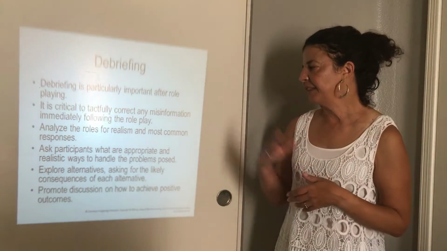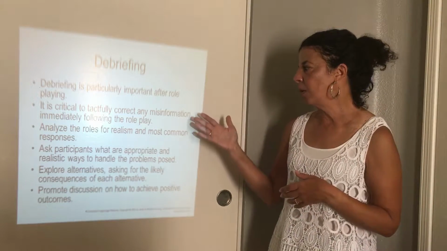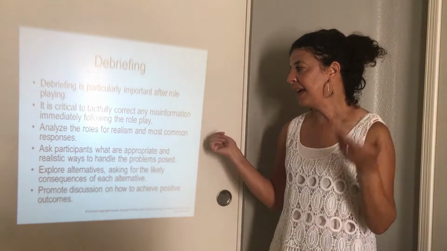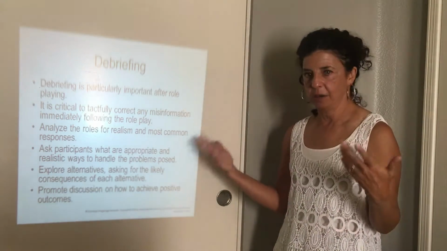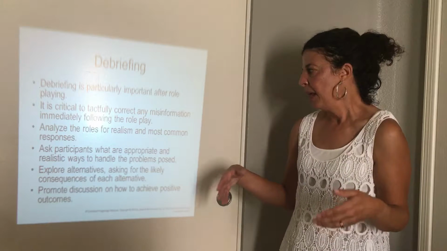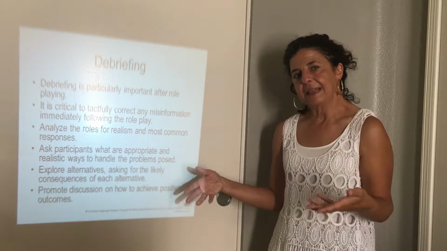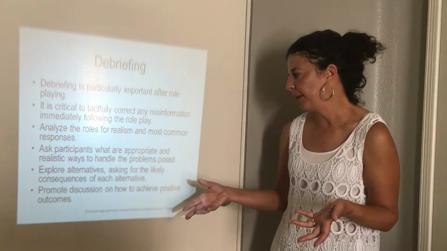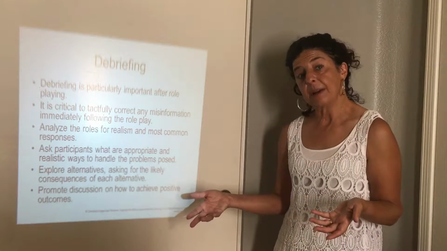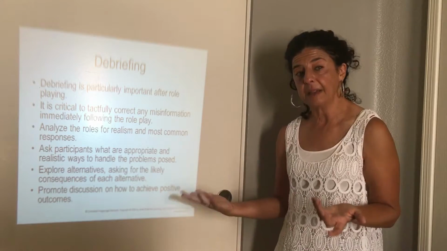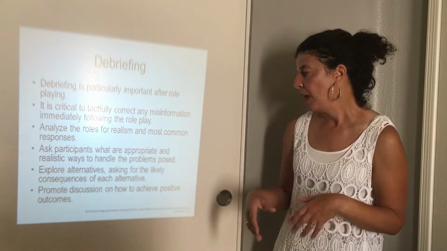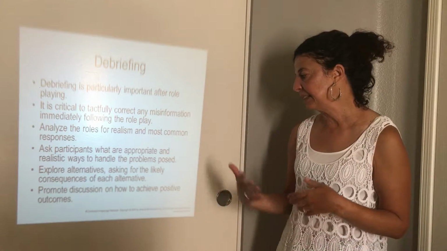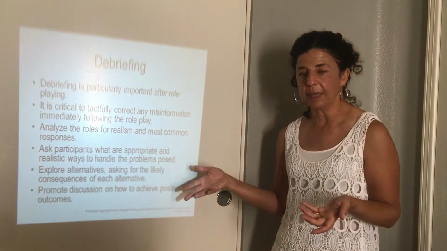Speaking of debriefing, it is very important. So use the debrief to correct any misinformation, and then analyze any roles for what was real, right? And then get feedback about whether or not the role play was handled in a realistic and appropriate way. It gives you a chance to also talk about alternatives. So what would be another way that we might go about solving this problem? Or what are some other things you've heard people say under these circumstances? And so it allows you to really promote some discussion.